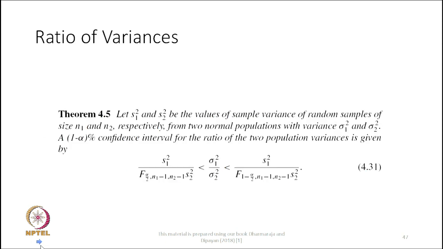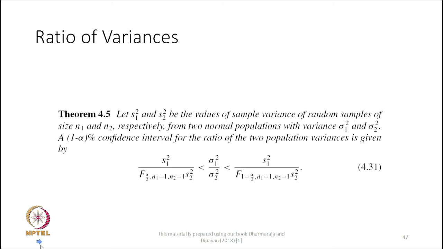In the same way, if you have two different populations whose variances are unknown, then you can get the interval estimation for the ratio of the population variances. There is no meaning in the difference of population variances. You can take the difference for the population mean, not for variance. You can go for a ratio of two unknown population variances.